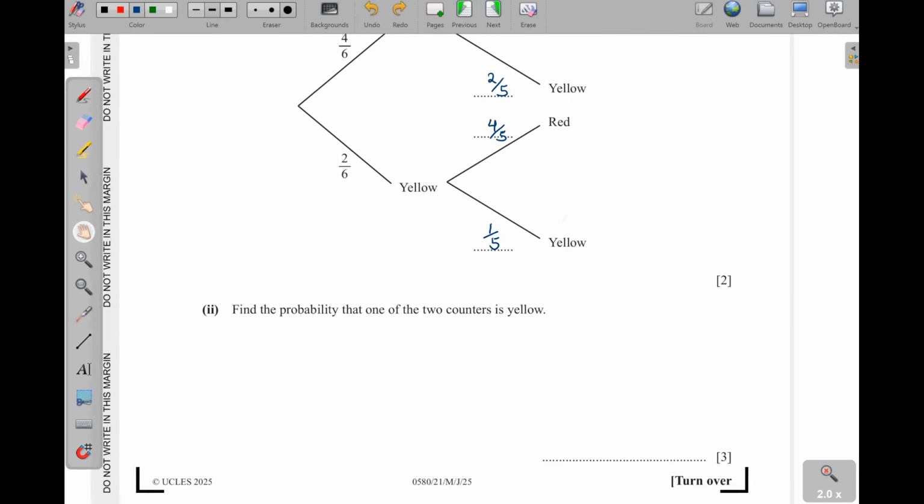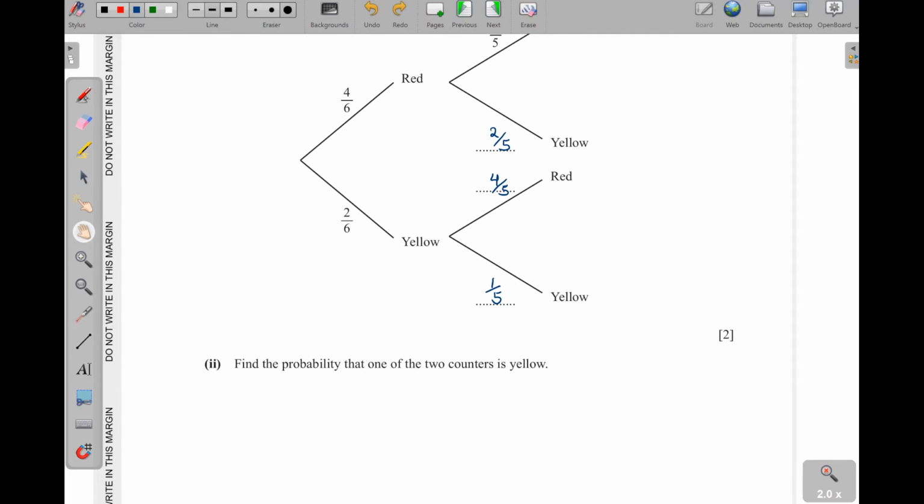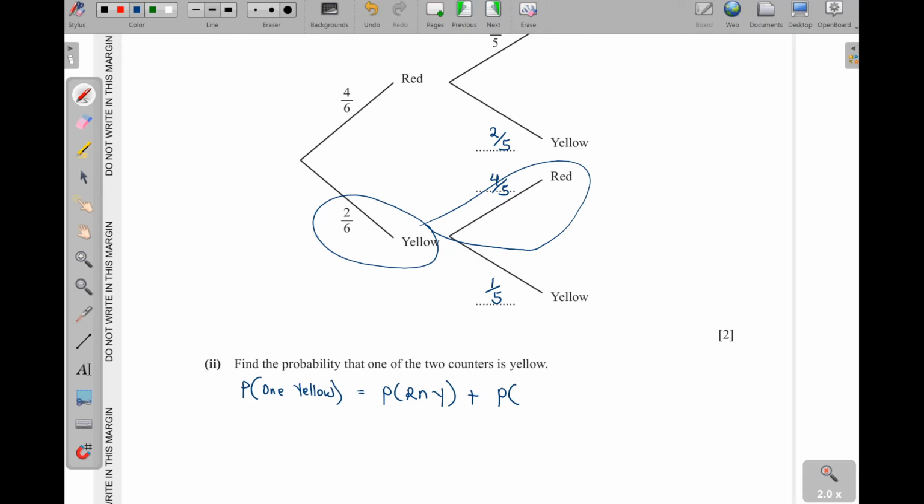Now they are saying Roman 2, find the probability that one of the two counters is yellow. That means the first counter can be red, then the next one is yellow. You see this? Red, yellow. Then we can also have yellow first and then red. One of the two counters is yellow, 1, not 2 of them.